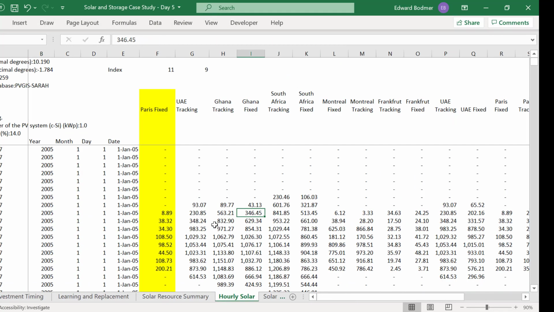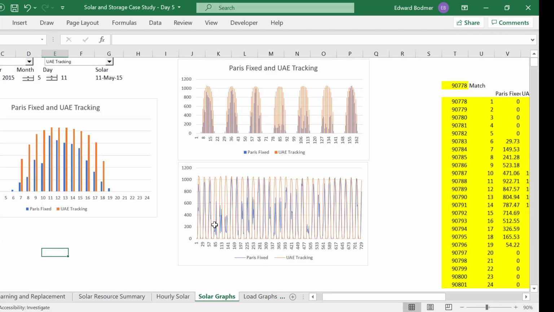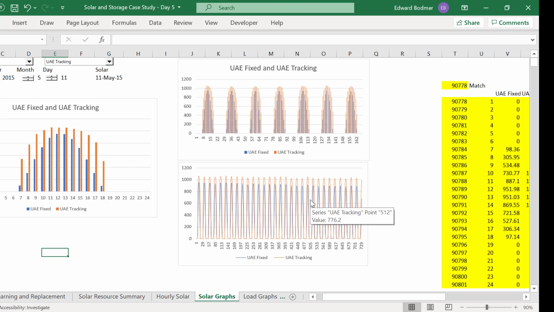About the hourly solar, and here are the solar graphs. So here's our UAE tracking. With tracking, we can compare that to our UAE fixed without tracking. This all comes from the EU database, that wonderful database, and look how smooth it all is. Oh, how beautiful. That's pretty predictable. Isn't it pretty darn predictable?